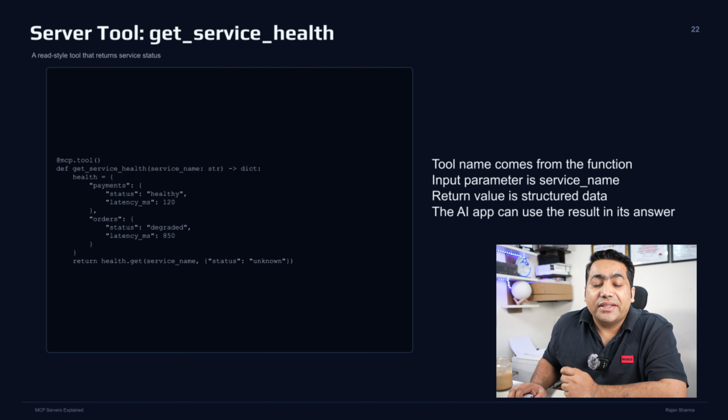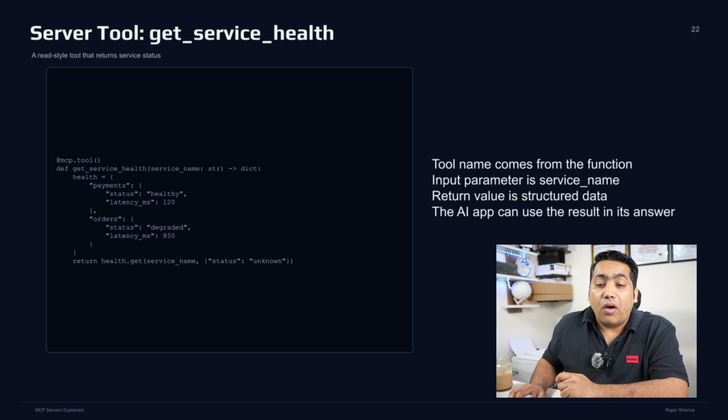Here we have a simple read-style tool. The function name is get service health. It takes one input, service name. Inside the function, we return structured data about the service. For payments, the status is healthy and latency is 120 milliseconds. For orders, the status is degraded and latency is higher. So from the MCP point of view, the function is now a tool.